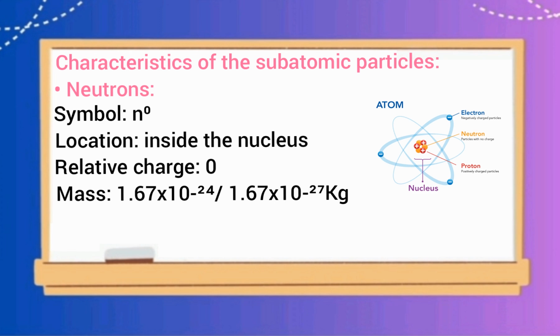And now the neutrons. Their symbol is n0. They are located also inside the nucleus. Their relative charge is 0. They are neutral. Their mass is the same as the mass of the protons.